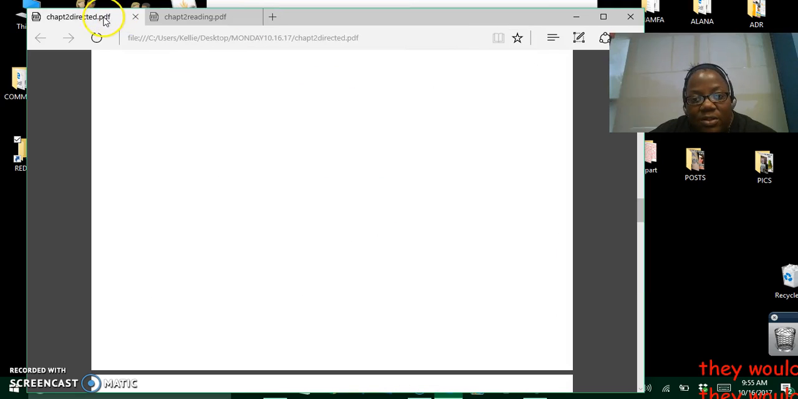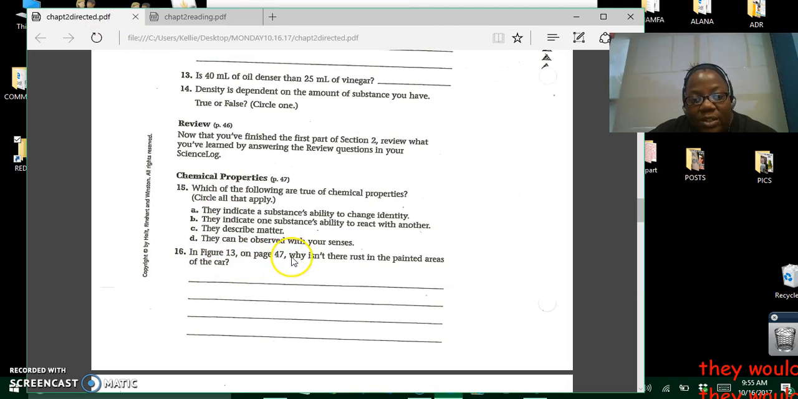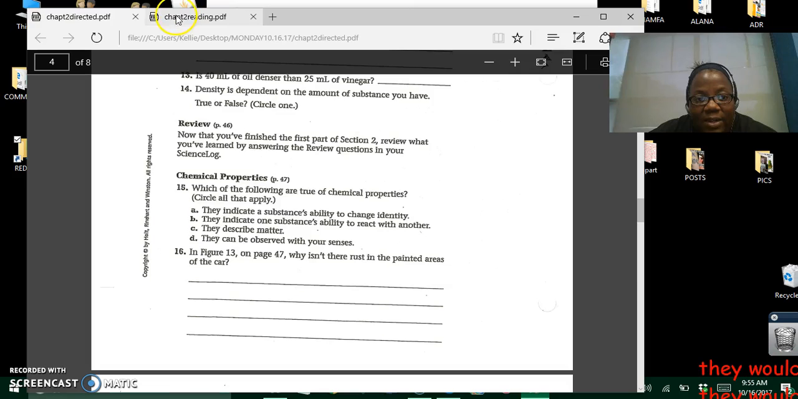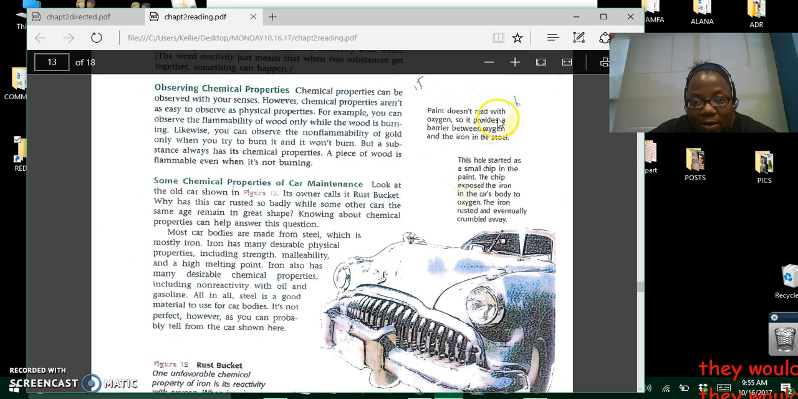Question number 16. In figure 13 on page 47, why isn't there rust in the painted areas of the car? Paint does not react with oxygen. That's what you want to type there. And this video is about to run out of time, so I'll just tell you that's what's going on over here. Number 16, please make sure you have that information here for answer 16.